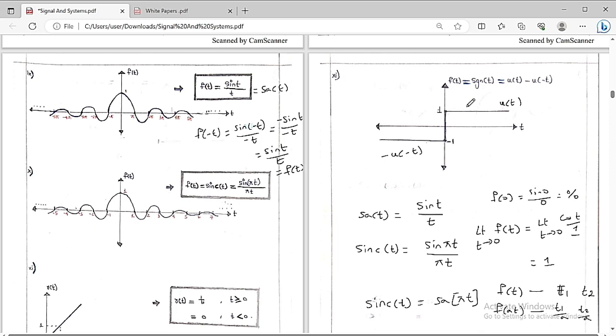So f of t is the signum function, which is equal to u of t minus u of minus t. So this is, we can say, the mathematical way of representing this waveform. This is u of t and this is minus u of minus t. If we have these two things, we get the overall function f of t, which is called the signum function. So these things you always have to keep in your mind.